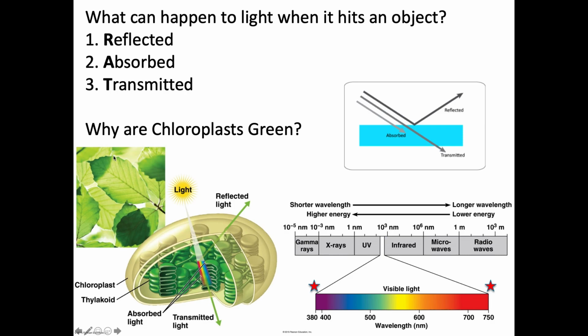What happens when light hits an object depends on what the object is, its frequency, and the frequency or wavelength of the light. If they don't match, the light can be reflected or transmitted. But if they are in the same range, it can be absorbed. So in photosynthesis, these light wavelengths are absorbed by our pigment molecules.